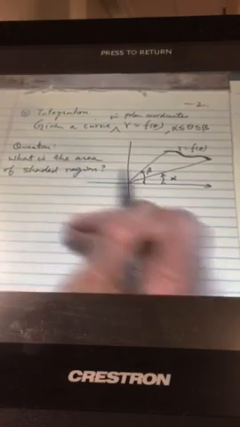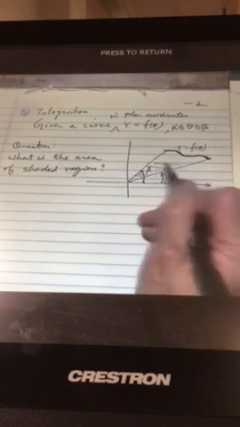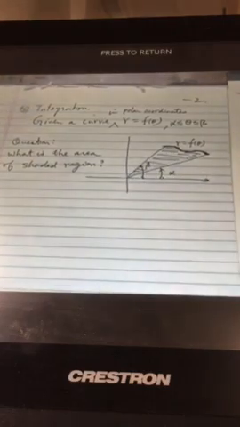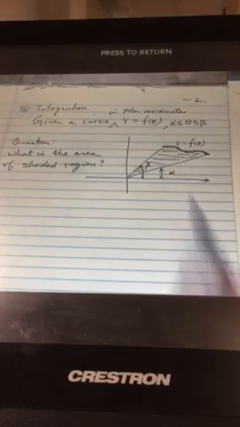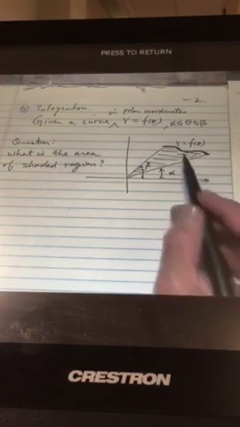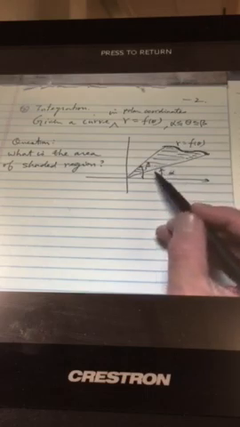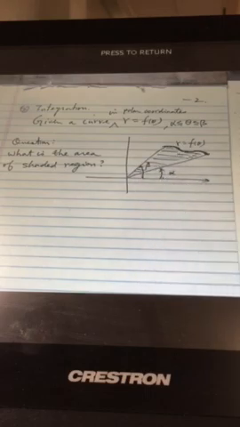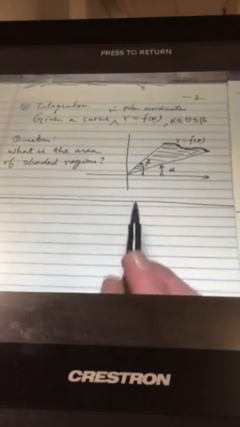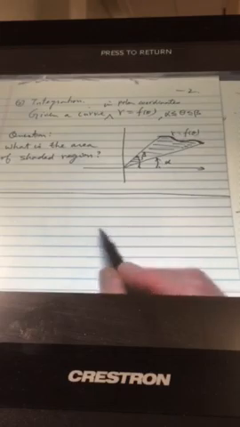That's the question. So let me start from here. What is this area? That's what we want to know. All right. Now, how do we do the integration? The idea is the following.